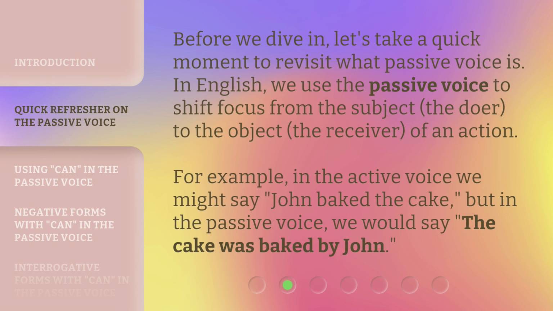Before we dive in, let's take a quick moment to revisit what passive voice is. In English, we use the passive voice to shift focus from the subject, the doer, to the object, the receiver, of an action. For example, in the active voice we might say, John baked the cake, but in the passive voice, we would say, the cake was baked by John.